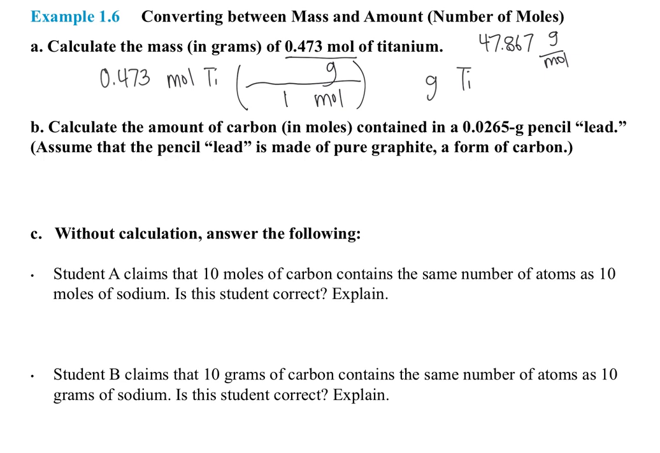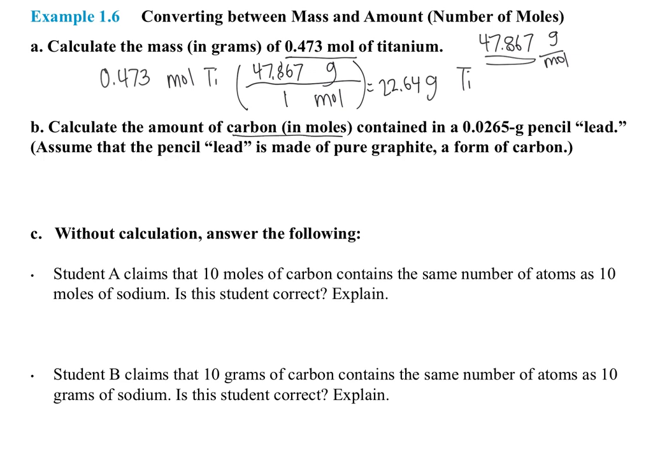So the value that's a non-1 number is going to go with the grams, 47.867 grams. So when we do the math, we do 0.473 times 47.867, and we get 22.64 grams.